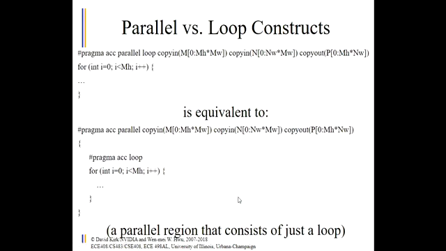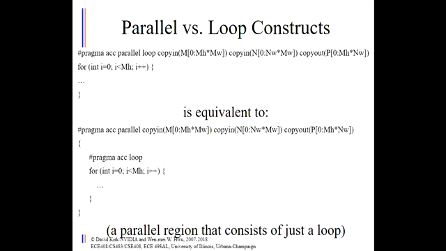So this is one thing that we test all the time, because this is one thing that is the most commonly misunderstood and misused in OpenACC. This is what we call the parallel construct versus loop construct.